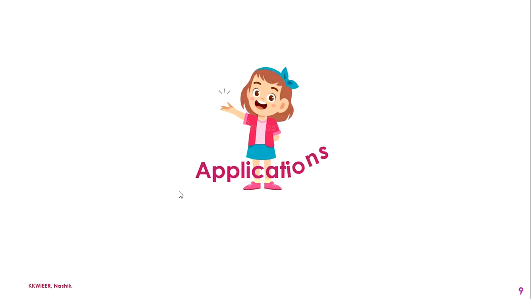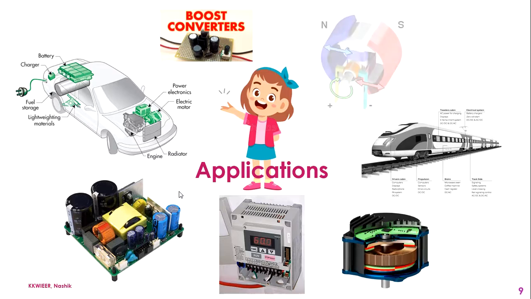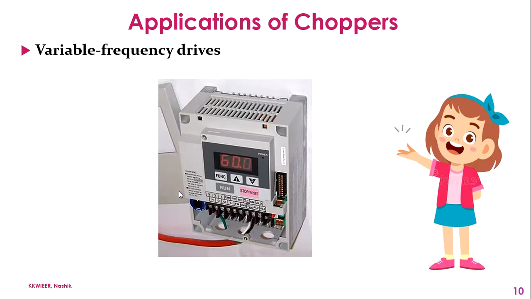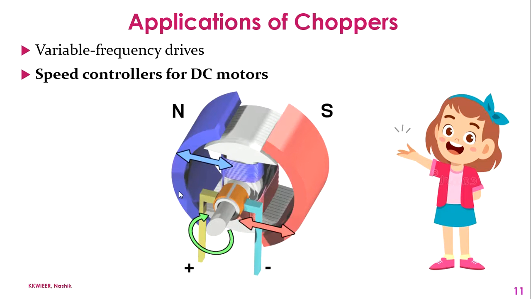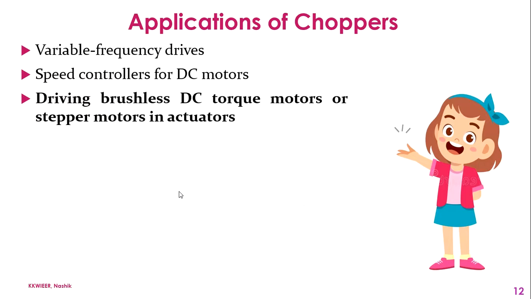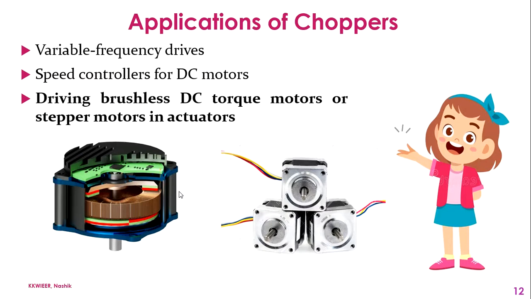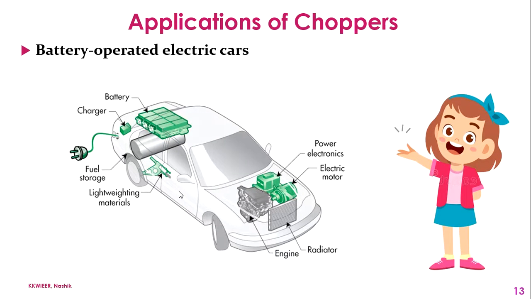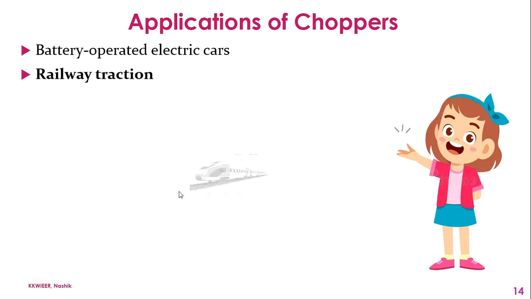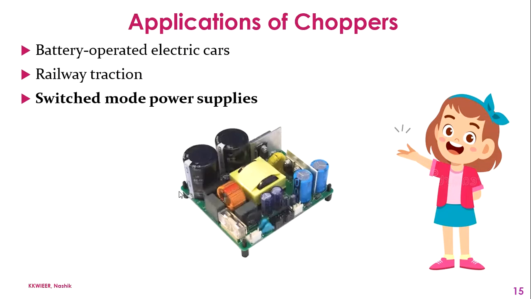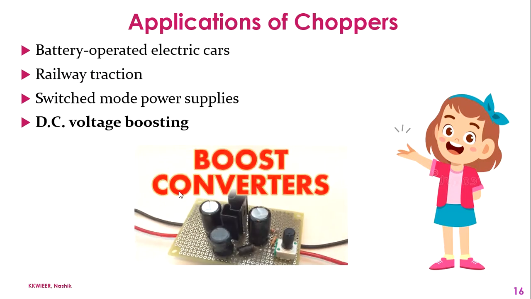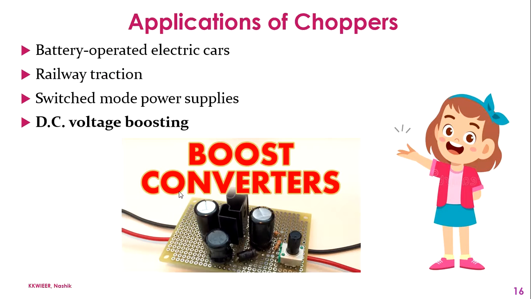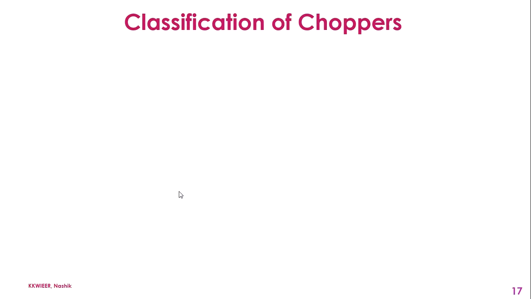Now we will see applications of these DC to DC choppers. These DC choppers can be used in variable frequency drives. They can be used in speed controllers of DC motors, and for driving brushless DC torque motors or stepper motors. In actuators also these choppers are used. Then battery operated electrical cars, railway traction, as well as switched mode power supplies also use these chopper circuits. Also DC voltage boosting circuits use choppers. So these are the applications.